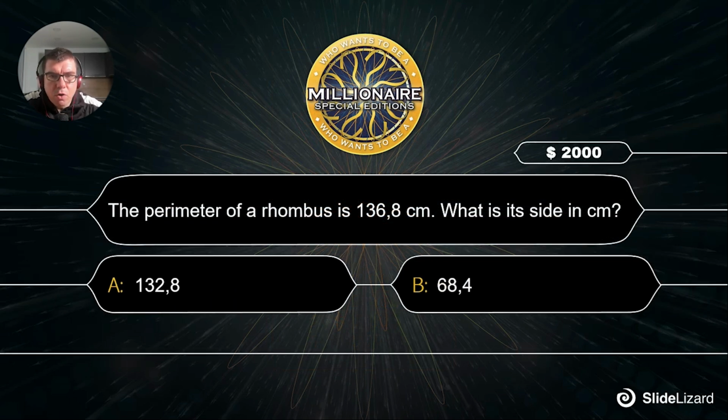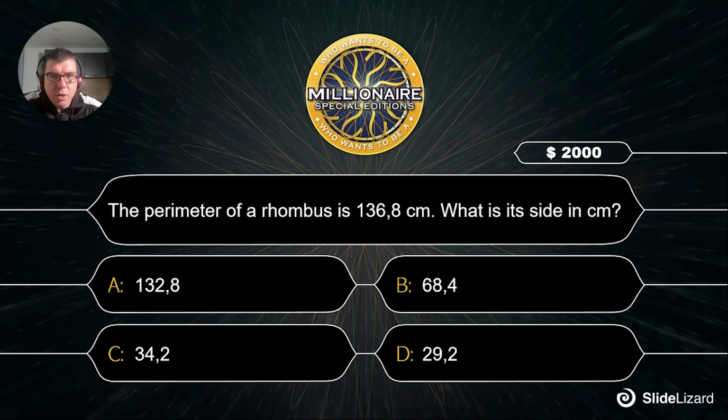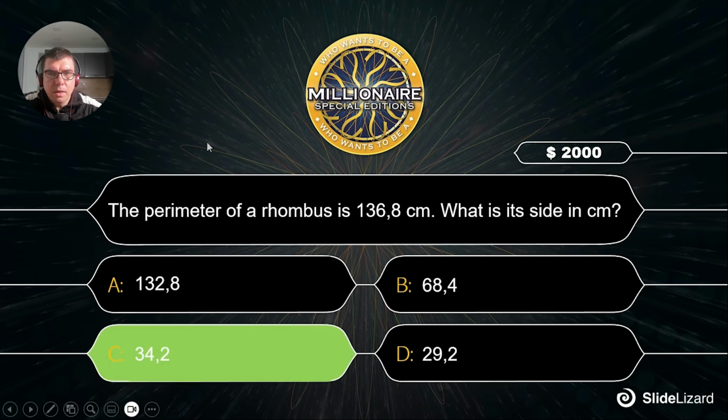Okay, the perimeter of a rhombus is 136.8 centimeters. What is its side in centimeters? 5 seconds and tell me the answer. Did you find C? As you know, the rhombus has all 4 sides of equal length. So if the perimeter is 136.8, to find the side you just divide it by 4. Okay, so the answer is 34.2.